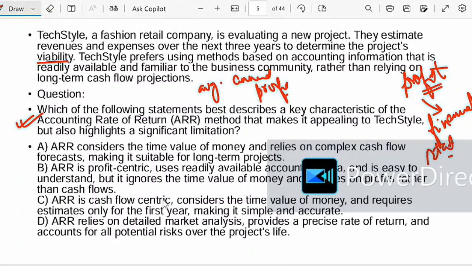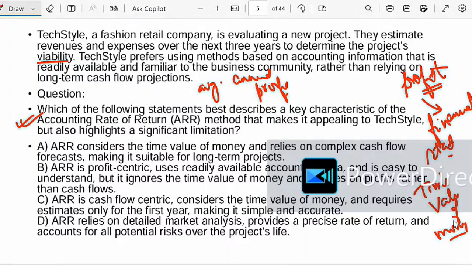But there is a limitation of this method also. What is the limitation? It does not take into account the time value of money. Remember, time value of money. You know what is the meaning of time value of money? That means it does not take into account that money today is worth more than money tomorrow, right?